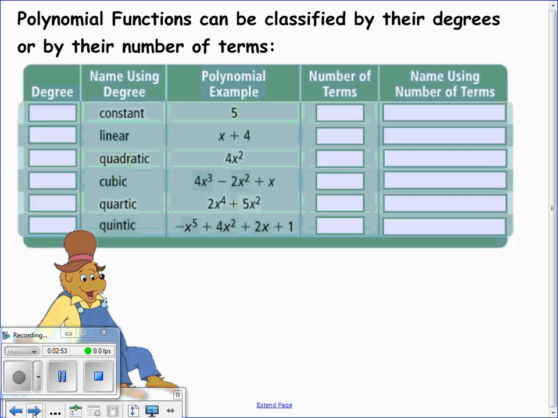All right, so polynomial functions can be classified by their degrees or by how many terms they have. So here's where a lot of this vocab comes in. If I have, for example, the number 5, what degree is that? 0, because there's no x on it at all. So this is a 0 degree, which we call a constant. It's just a number. How many terms does this one have? 1 term. Do you know what you call something with 1 term? Monomial. Very nice.